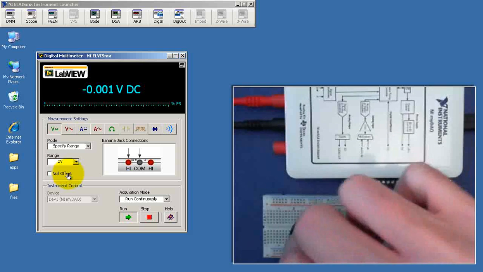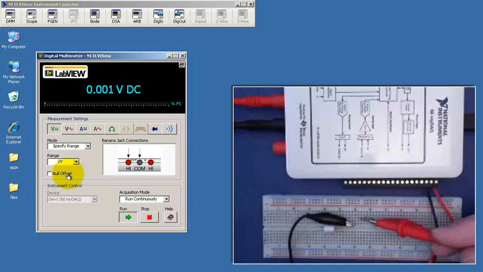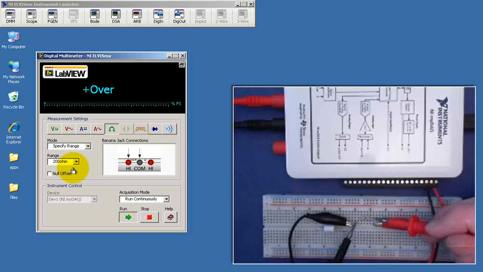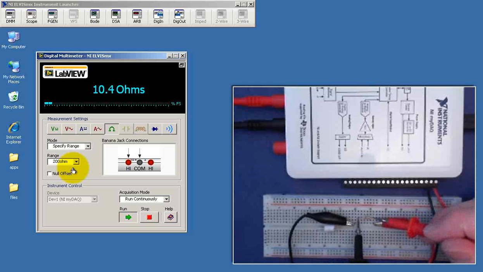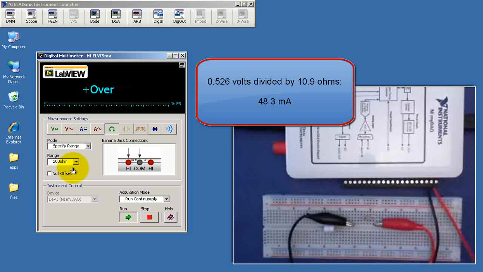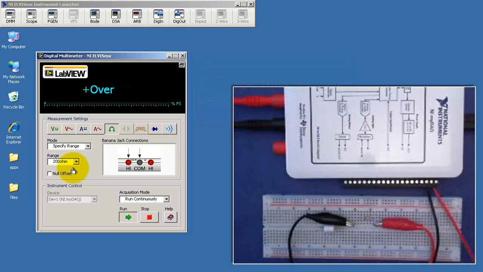To measure the resistance with the ohmmeter, I disconnect the light bulb. That means one side of the resistor is completely disconnected. Again, we have to make sure that the resistor is not connected to any form of circuitry when we make this measurement. I have a resistance of, looks like 10.9 ohms. So 0.526 divided by 10.9 gives 48.3 milliamps for the light bulb current.